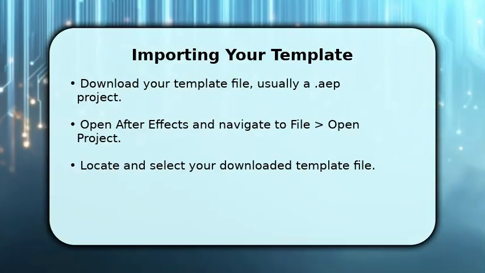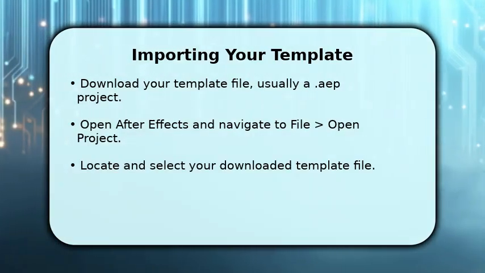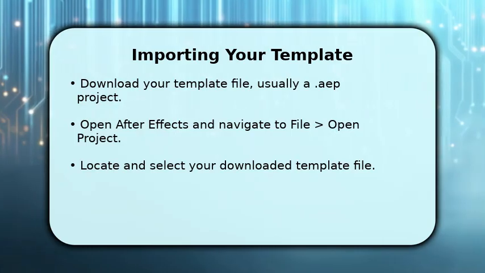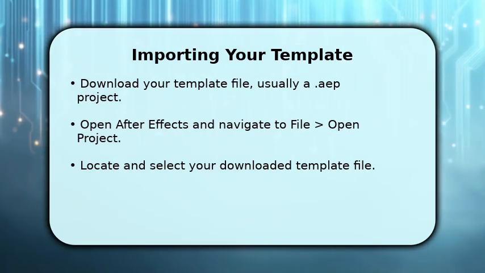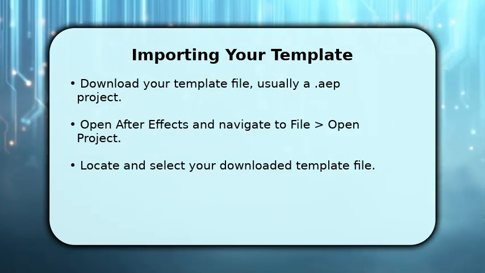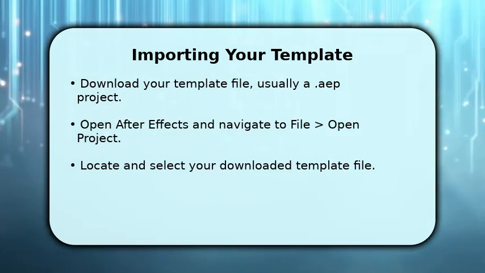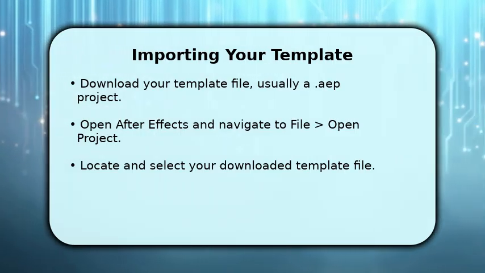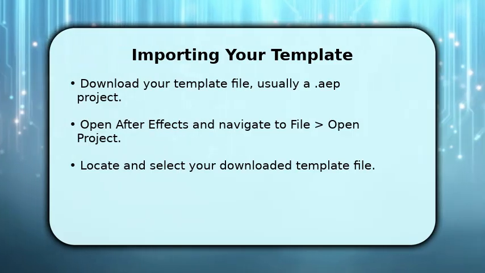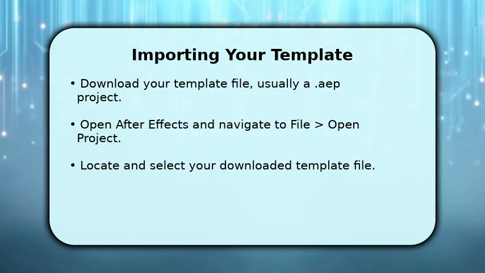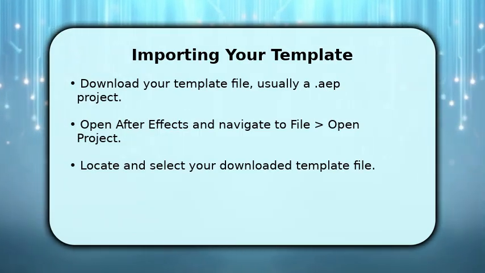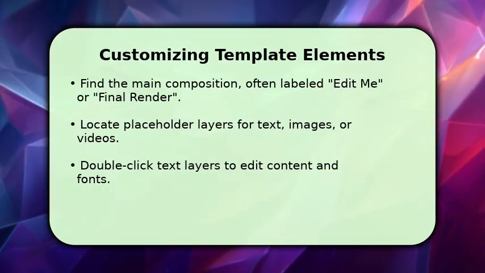Once you have your template file, typically a EAP project, the first step is to import it into After Effects. Simply open the application, then go to File and select Open Project. Browse to where you saved your downloaded template and open it. It's crucial to ensure all associated assets, like footage or fonts, are in the correct project folder to avoid missing file warnings. Now for the fun part, customization.